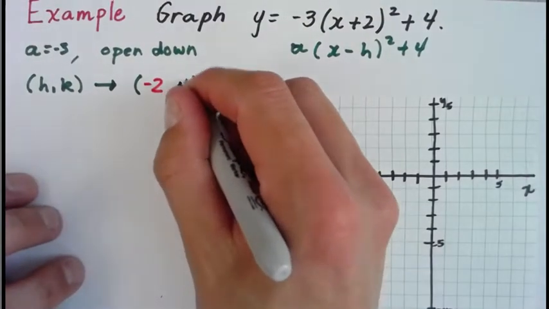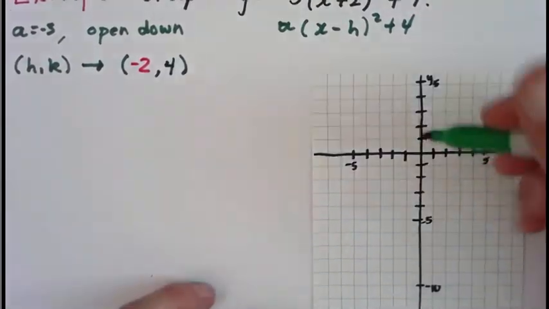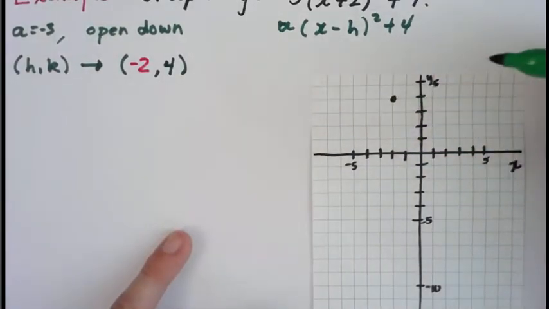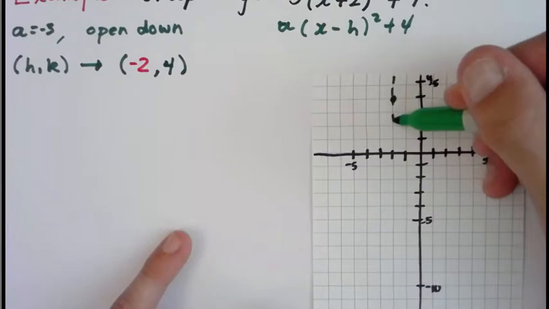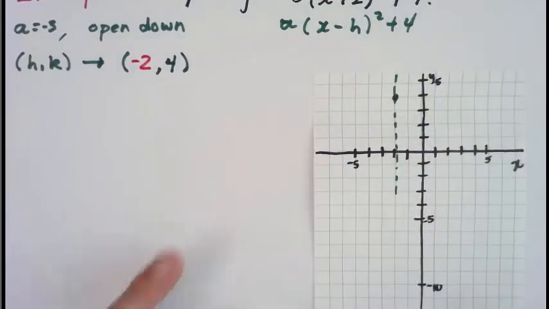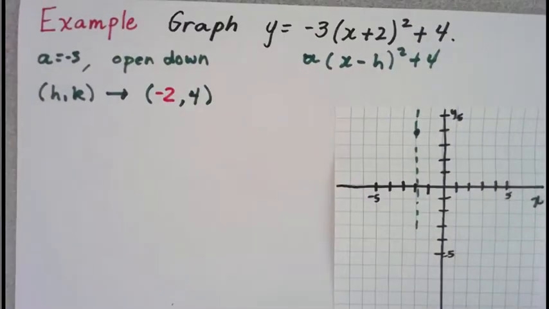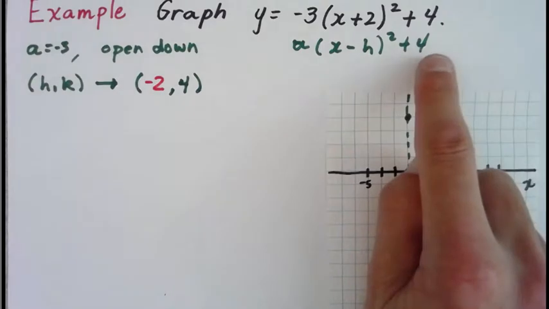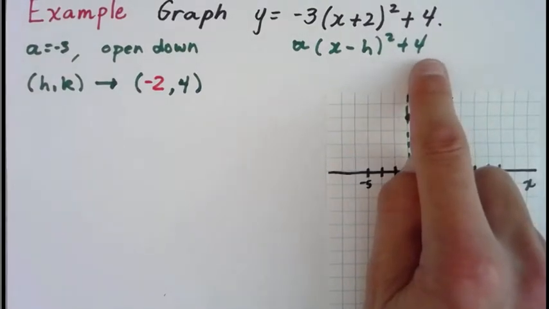There's the vertex, so I'm going to go ahead and plot that. So -2 up to 4, which is right here. You can draw your axis of symmetry through this if you want to, but it's not necessarily needed. So I've got the vertex. Now I've got to find a couple other points. This constant here, you've got to be careful. Unlike standard form, this is not the y-intercept, so be very careful.